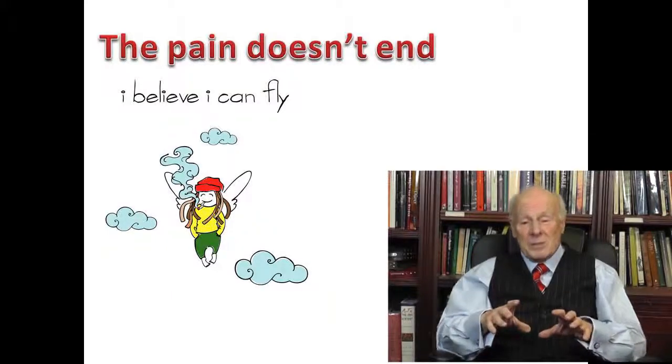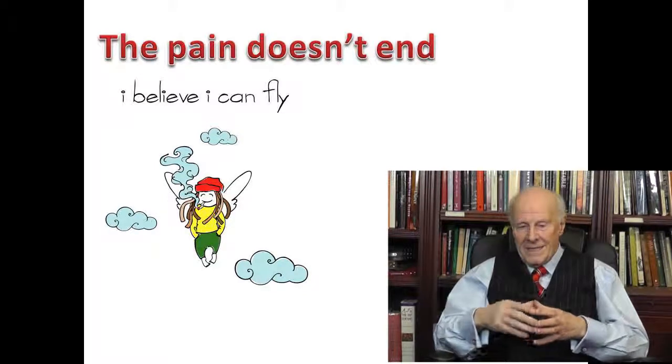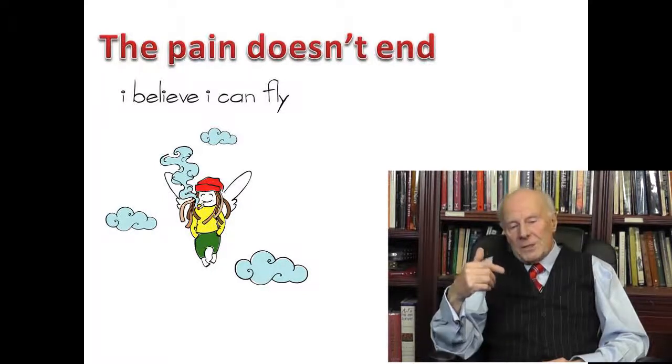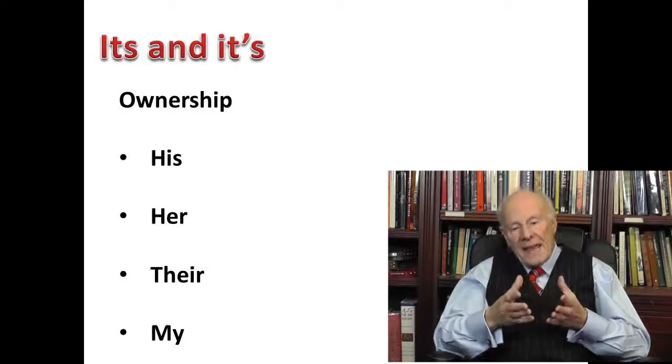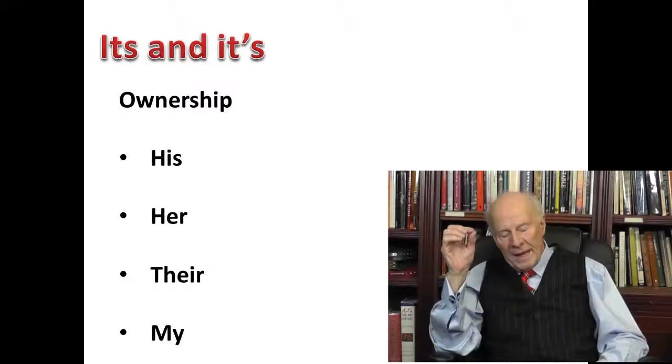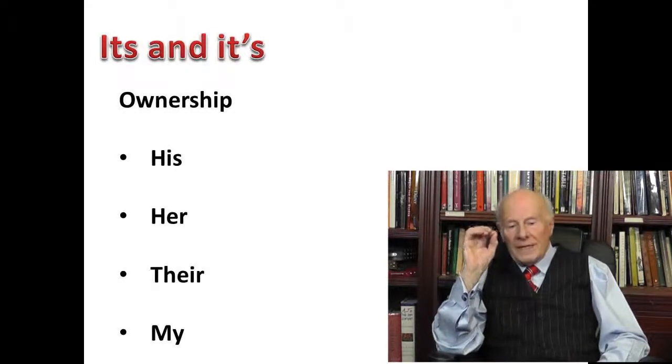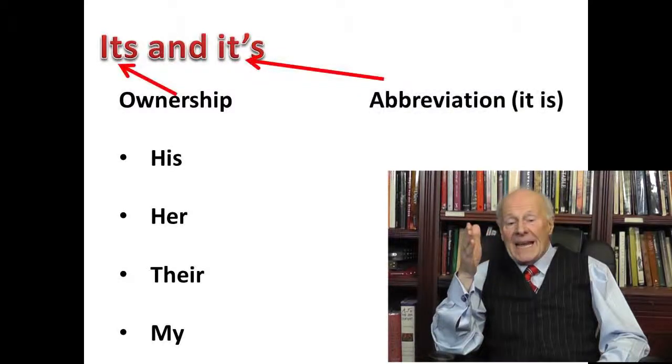You're going to need something special now because the pain doesn't end. There are some rat traps waiting to catch you out. First of all, its and it's. Life isn't easy, and I said that the apostrophe is often used to denote ownership, but some words already denote ownership. Words like his, her, their, my, and so on. And in English there are two very similar looking words, its and it's, one with, one without an apostrophe.